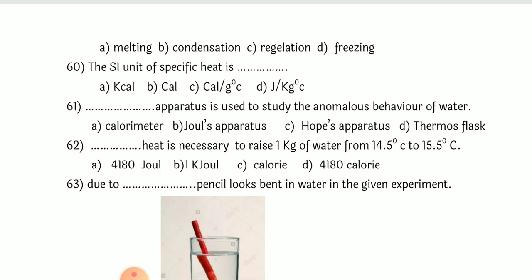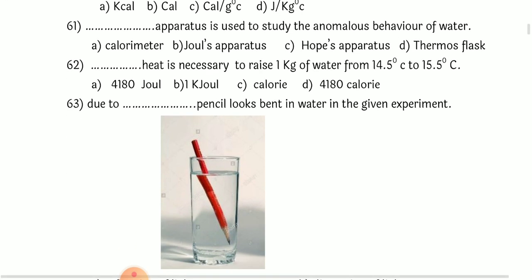61, the apparatus used to study the anomalous behavior of water is Hope's apparatus, that you know. Dash heat is necessary to raise 1 kg of water from 14.5 degree C to 15.5 degree C, okay, that is option number A, 4180 joule heat is required.